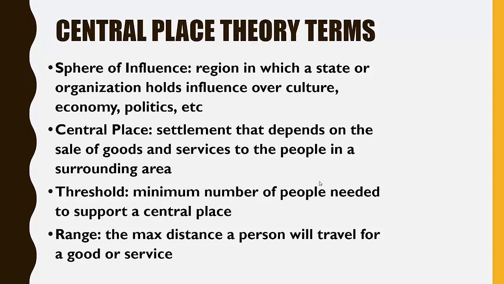Now, every central place also has two other things. It has what is called a threshold and a range. A threshold is the minimum number of people that is needed to support a central place or to support a business in that central place. A gas station is going to need a relatively small threshold. It's not going to need millions and millions of people in order to survive. It's probably only going to need hundreds or thousands of people in the surrounding area to have a minimum enough threshold to stay in business.